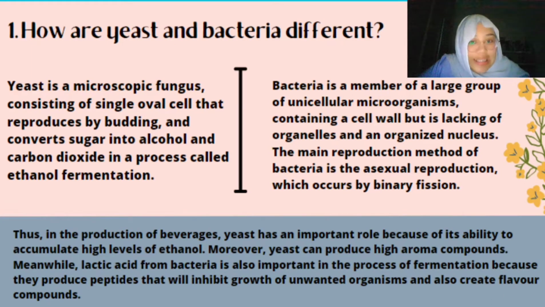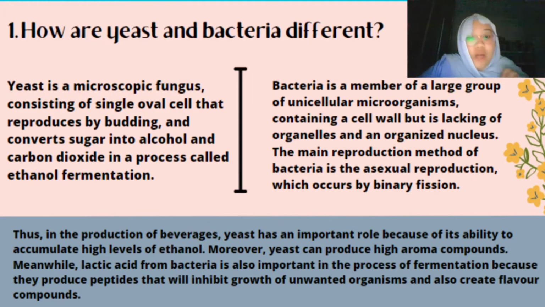Yeast is a microscopic fungus consisting of a single oval cell that reproduces by budding. Meanwhile, bacteria is a member of a large group of unicellular microorganisms containing a cell but lacking organelles and an organized nucleus. The main reproduction method is asexual reproduction, which is binary fission. So, yeast, budding, and bacteria, binary fission. Meanwhile, yeast converts sugar into alcohol and carbon dioxide, which we all know as fermentation.